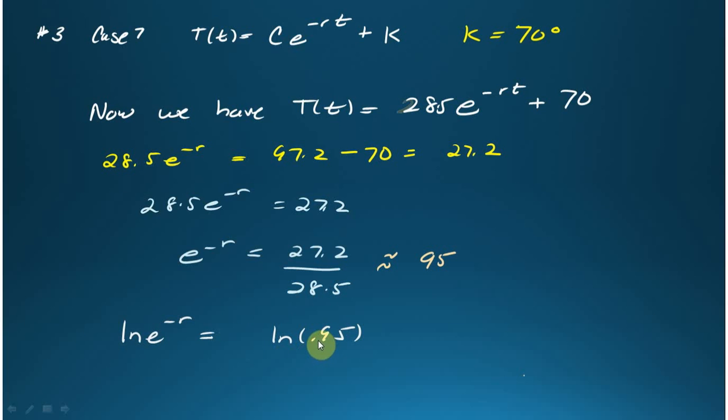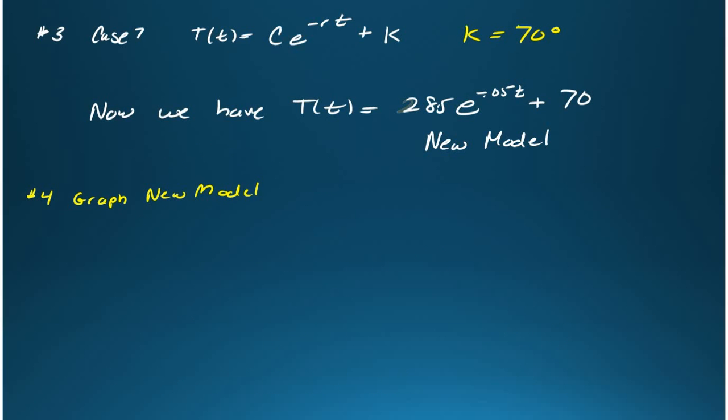The point is here. So now I ln both sides to get at this minus r. And minus r is natural log of 0.95, which is approximately minus 0.05. So r is minus 0.05. And so now I can plug in r equals minus 0.05, and then I have a new model.